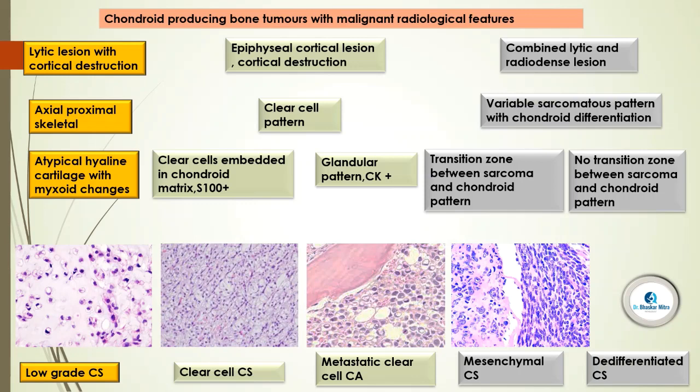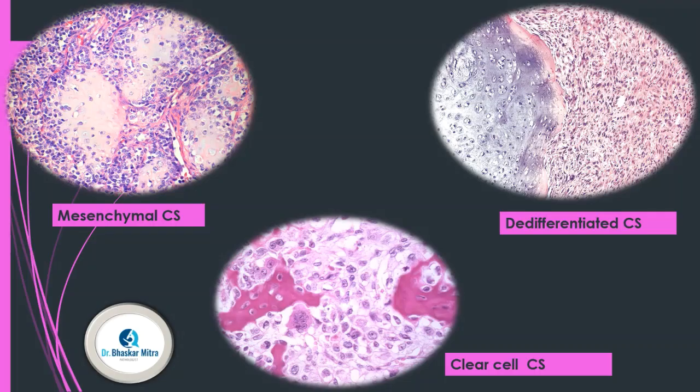There may be combined lytic and radiodense lesions. There is a variable sarcomatous pattern or chondroid differentiation among the cells. So one, most importantly, is the mesenchymal chondrosarcoma, and another is the dedifferentiated chondrosarcoma, where it starts as a chondrosarcoma, then later it moves to a more malignant part. Here is the characteristic of mesenchymal chondrosarcoma, showing the typical small round cells along with the cartilaginous lobules.